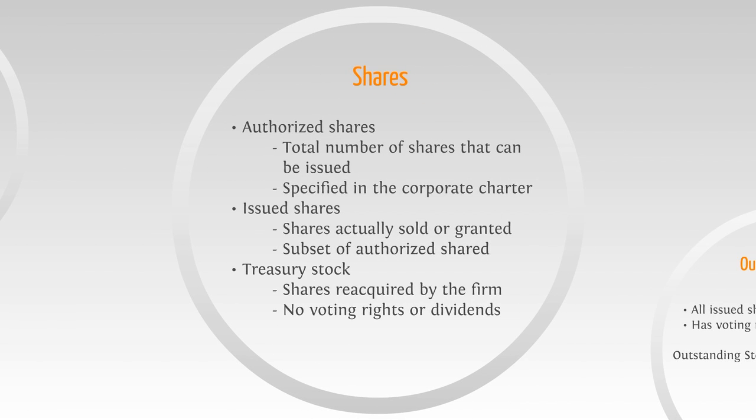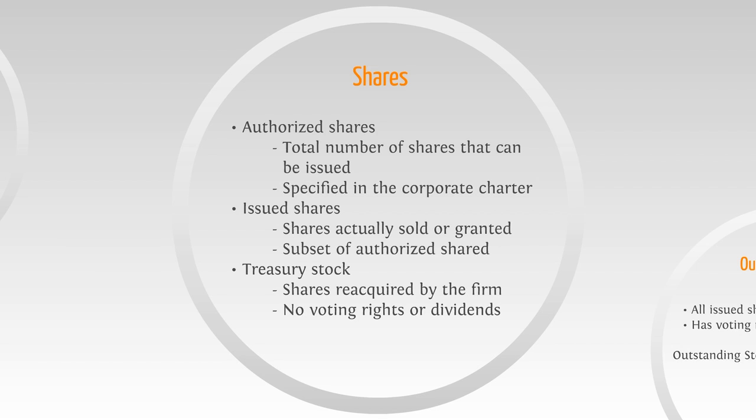Shares are typically maintained by the corporation in these three ways. The first, the total number of authorized shares that the corporation can issue, which is specified in the corporate charter. Then the number of shares that are actually sold out to the public or granted to employees. These are the issued shares. And then there's treasury stock, which are shares that have been reacquired or purchased by the firm.